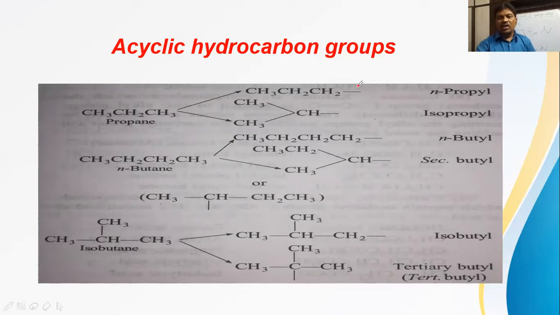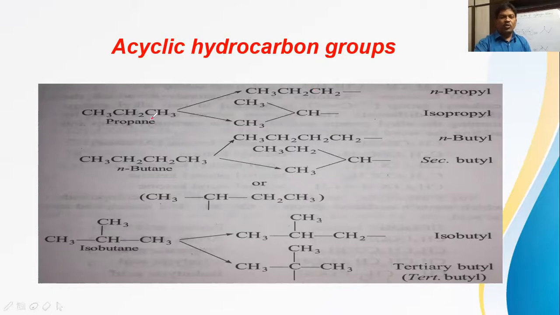Now this free bond is on which carbon? The terminal carbon. That is, the removal of hydrogen has taken place from this terminal carbon. From this carbon or from this carbon, either one. From any terminal carbon, if you remove one hydrogen atom, the group obtained is what here? N-propyl. N-propyl, when we say that, the free bond is present on a terminal carbon atom. This is n-propyl, and it is without any branch. No side branch on this structure here.